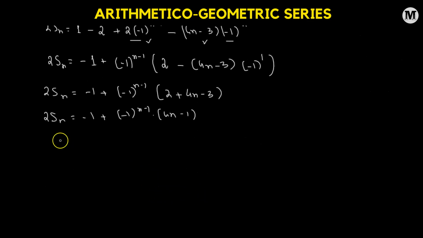Now we will finally divide throughout by 2 such that Sn becomes equal to -1/2 added to -1 raised to the power of n minus 1 multiplied by 1/2 multiplied by 4n minus 1. So this is going to be the final value of the arithmetico-geometric series.